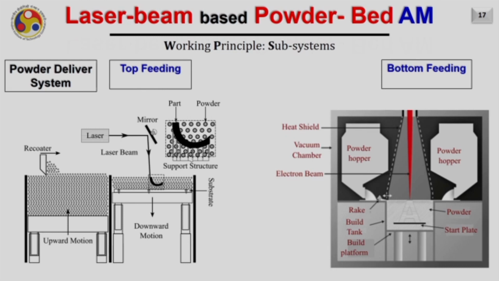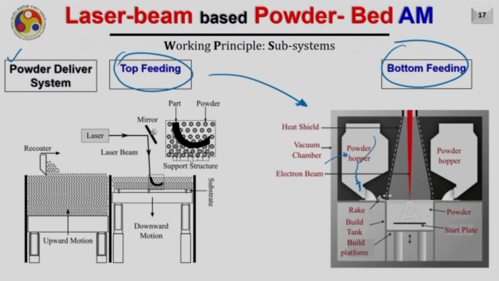Next is the powder delivery systems. There are popularly two types of feeding system. One is called the top feeding, another is called the bottom feeding. In the case of the top feeding system, which is shown here, the hoppers are available on the top side. The powder is delivered to the recoating blade or the recoating system under gravity. This is called the top feeding system because the material is fed from the top side.